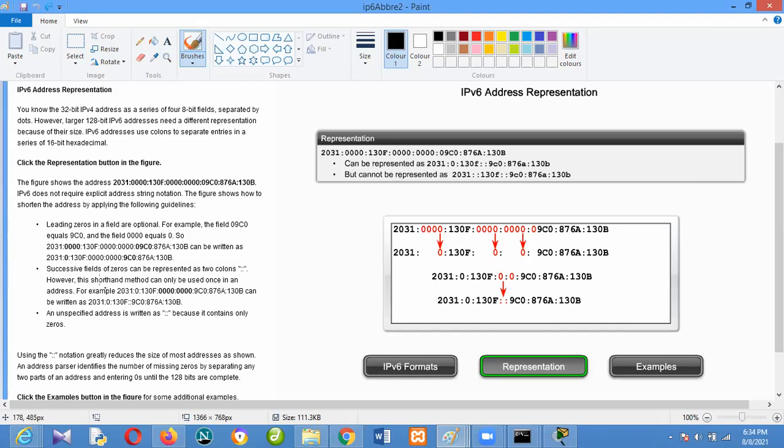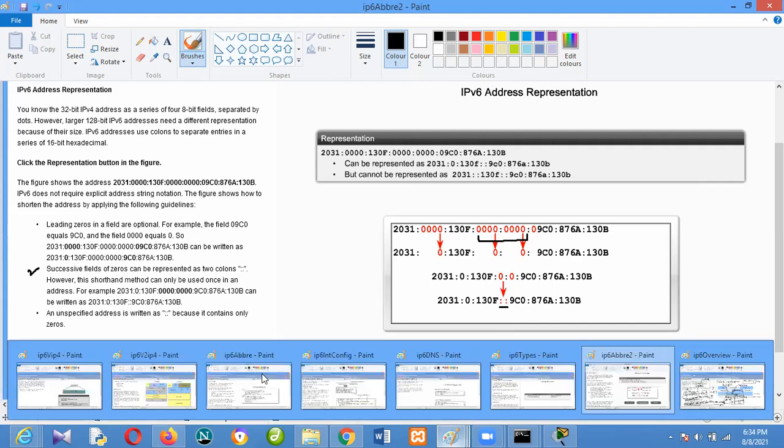That's the first rule. The second rule says that successive fields of zeros can be represented as double colon. If you look at this place, we have two successive fields, so when you have it, you represent it with a double colon. It mustn't be just two fields. As long as it's two or more fields of zeros, you can have as many as three and so on.